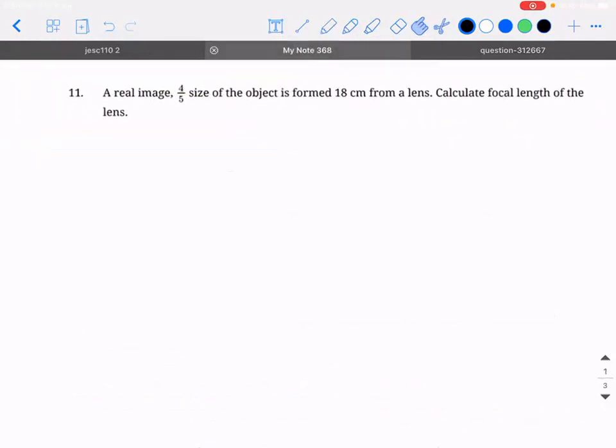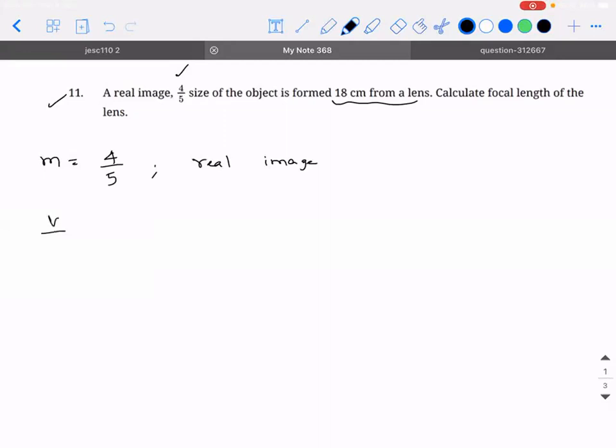So there is a real image. Okay, a real image is formed. It's 4 by 5 times the size of the object. It is formed at 18 centimeter from a lens. Calculate the focal length of the lens. So magnification given is equal to 4 by 5. It is a real image. Guys, are you able to understand?